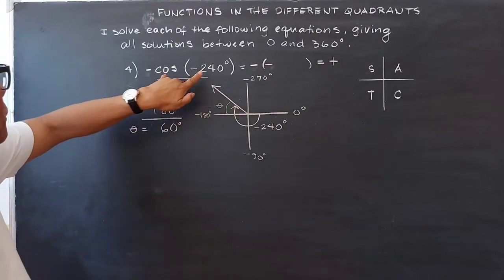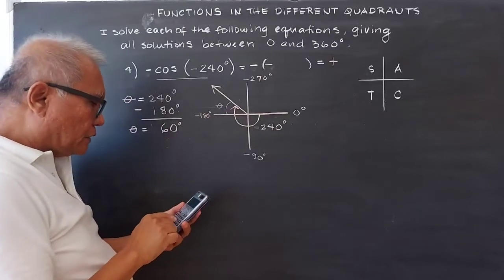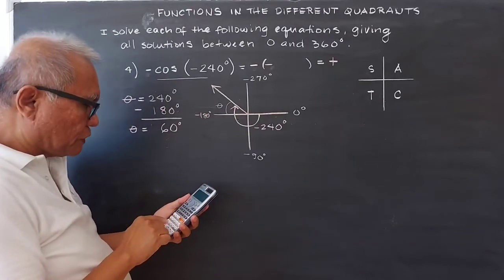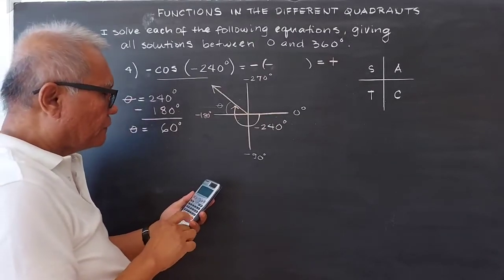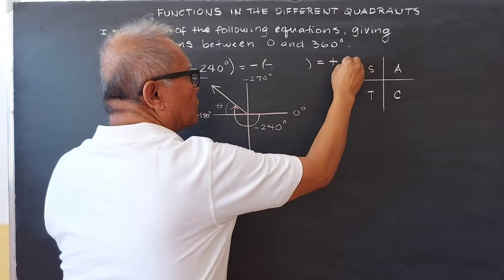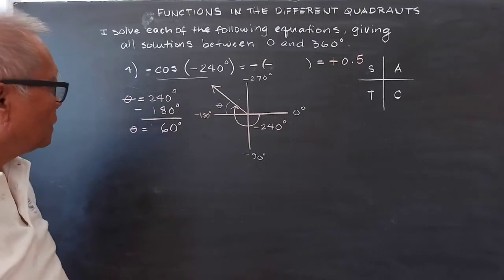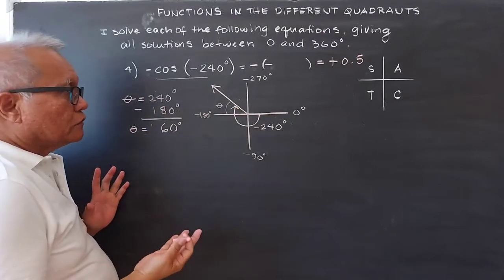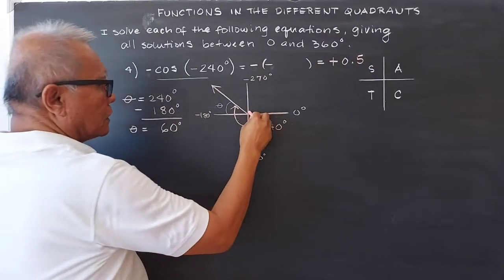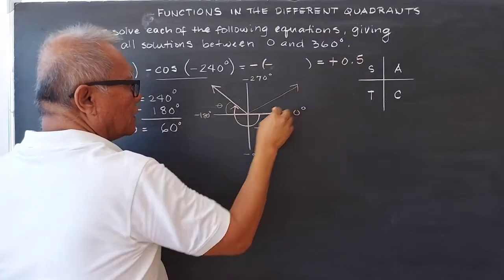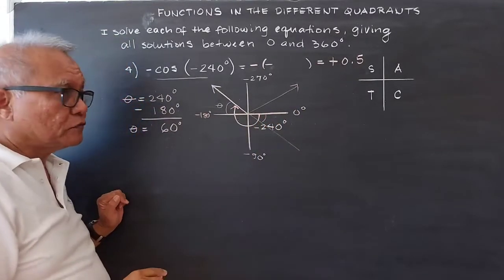So let us find the cosine of 240. So negative here and then cosine of negative 240 will give us 1/2, or 0.5. Let's have positive. So we have only 2 positive quadrants for cosine, here and here in the fourth quadrant. So there will be 2 values.